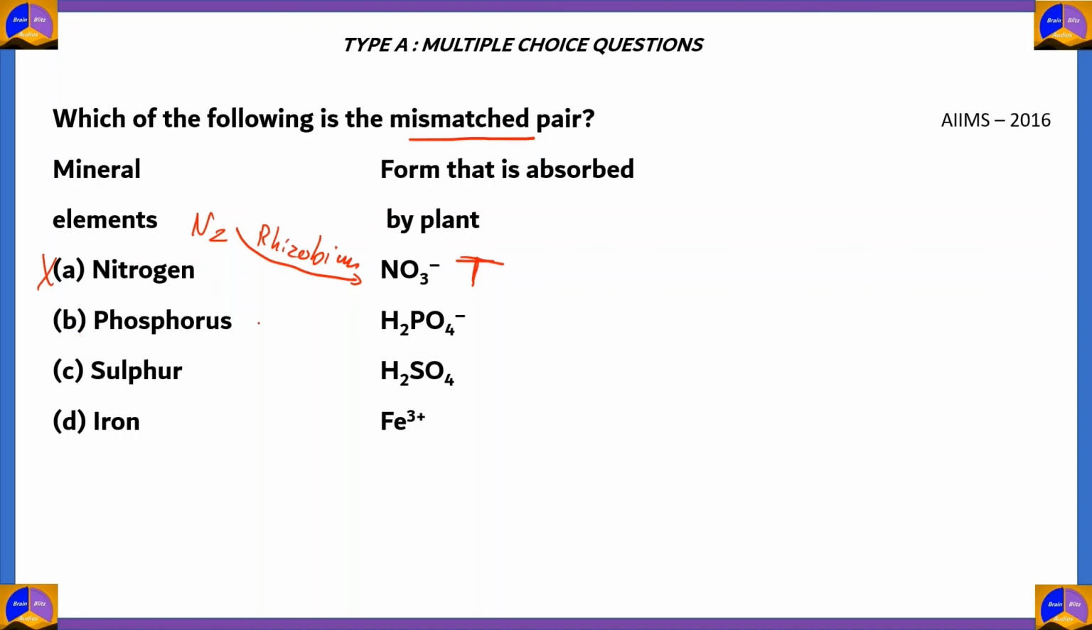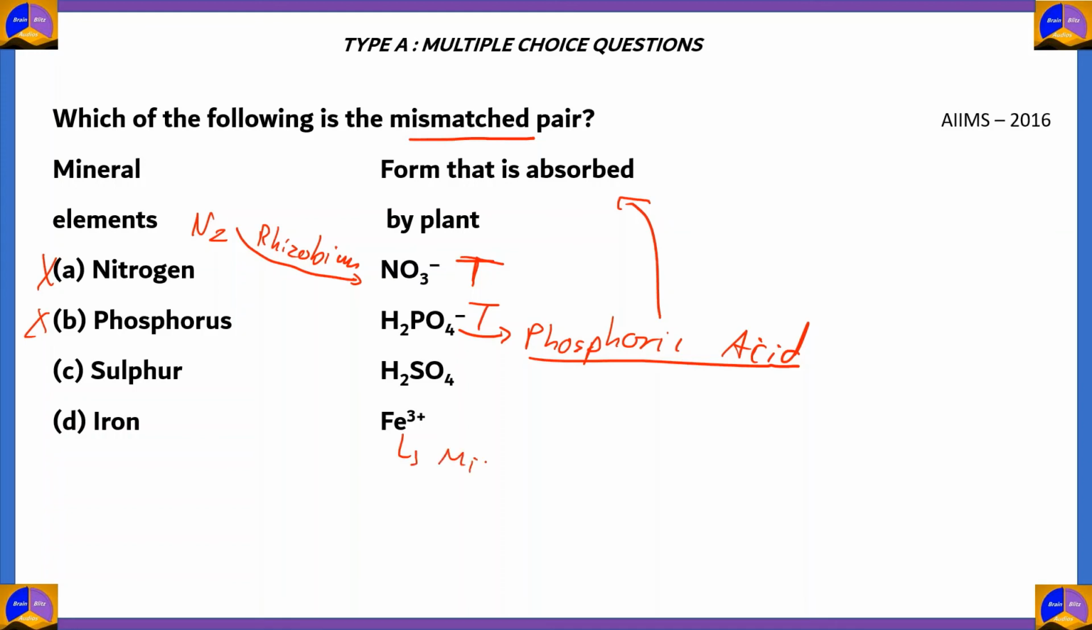Option B, phosphorus. Now H2PO4 is the ionic form of phosphoric acid. And this is the form that is absorbed by the plant. So option B is also true, which makes it incorrect. Iron is absorbed as it is, Fe3+. Again, this is a micronutrient. So option D is true, which makes the option incorrect.